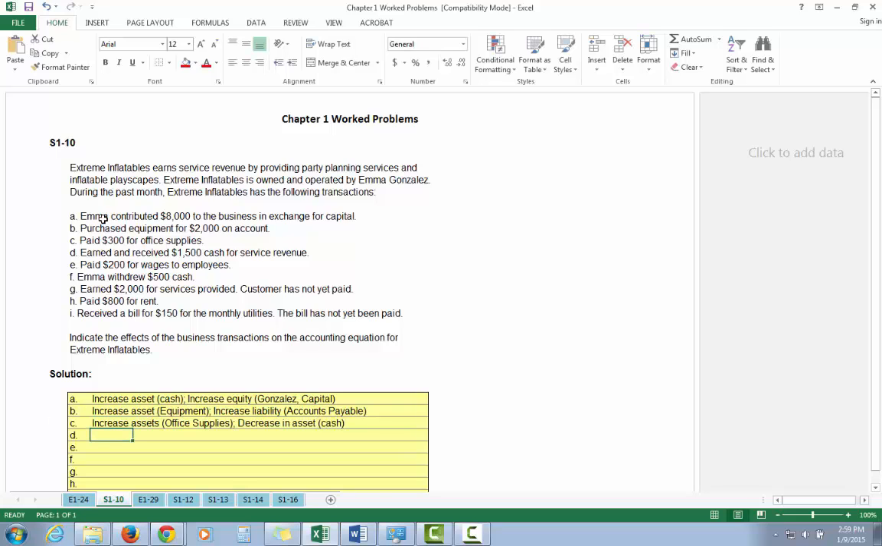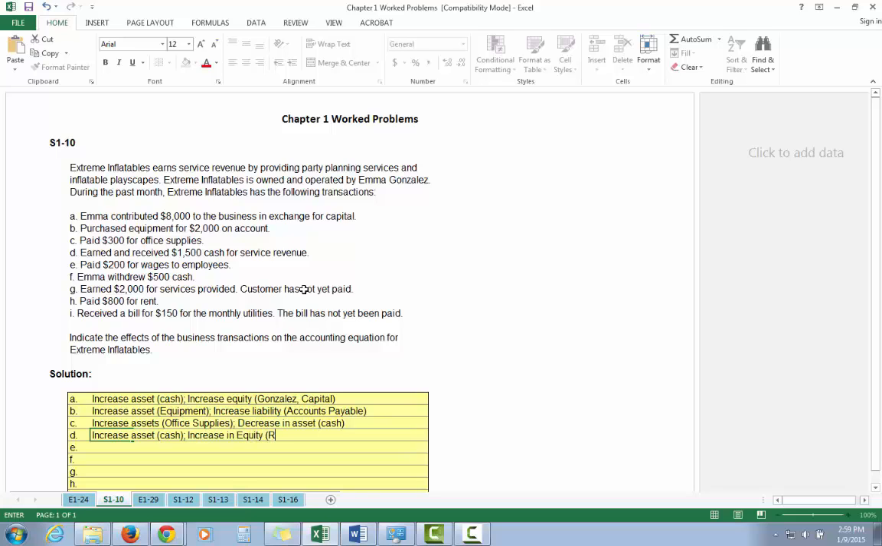All right, then we've got D, says earned and received $1,500 cash for service revenue. Okay, so cash is going up, so we're increasing our asset. And then in exchange, we provided service, okay? For the cash, we provided a service. So anytime you see for service or for a product, that's going to be revenue. So we've got revenue here, and it's going to be an increase in equity.